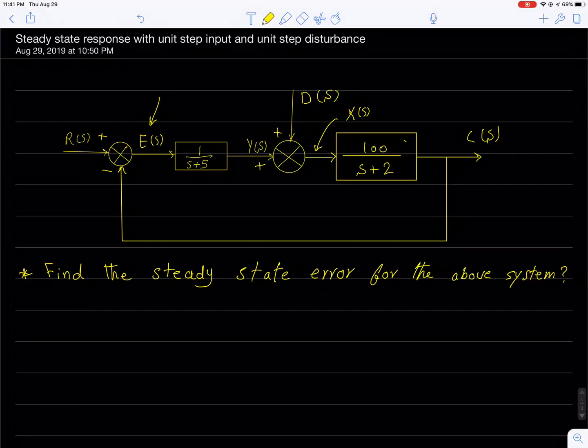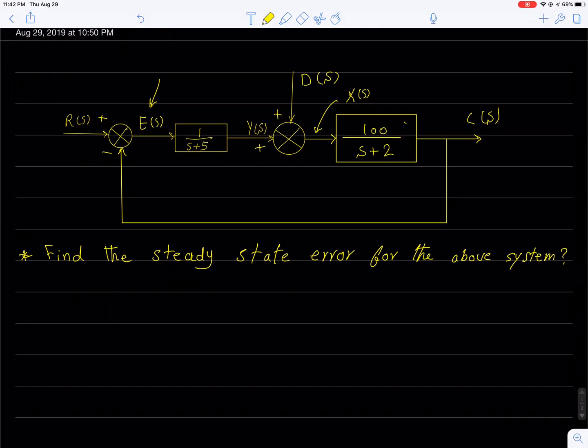Hi guys, in this video we're gonna solve this question. It says find the steady state error for the above system. We have a unit step input and we have a unit step disturbance as well, and we have a unity feedback. So let's get started.